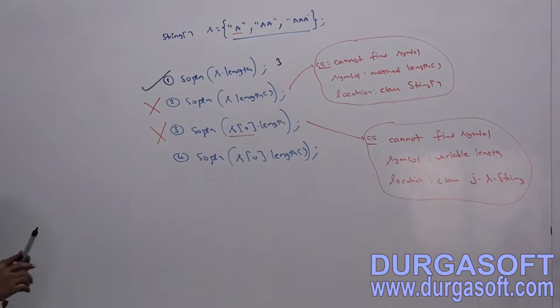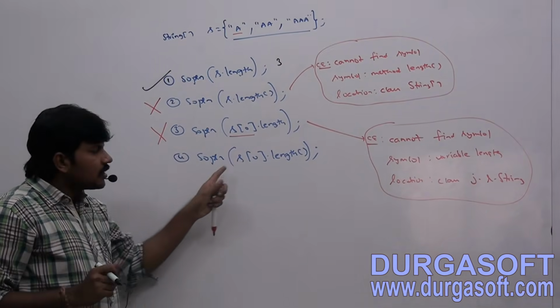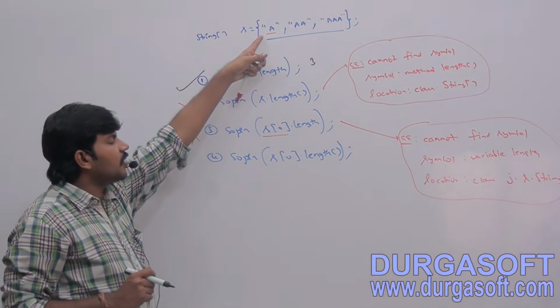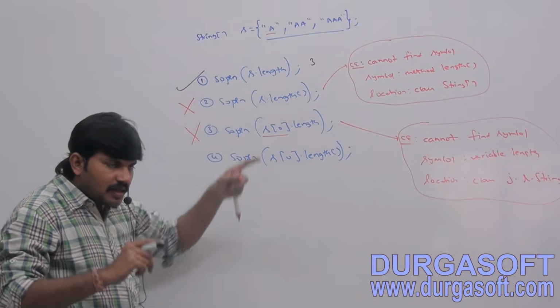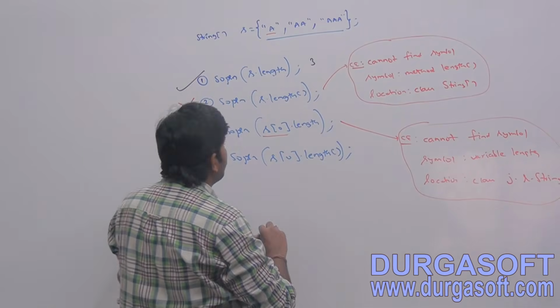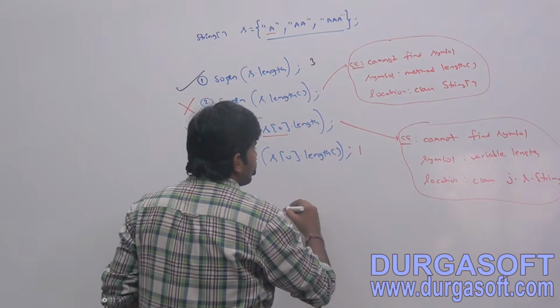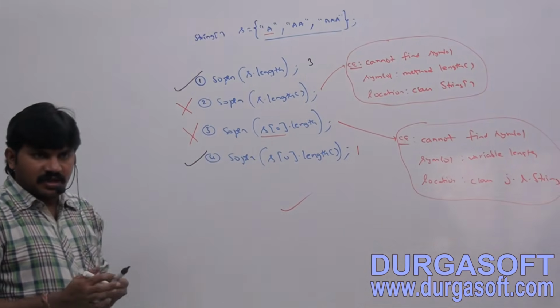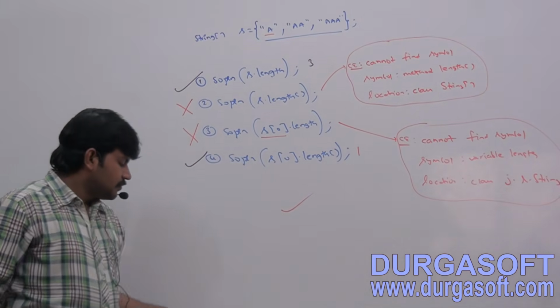Next, SOP of s of 0 dot length(). That is the length of the first element. Can you tell the value? 1 itself is the answer.